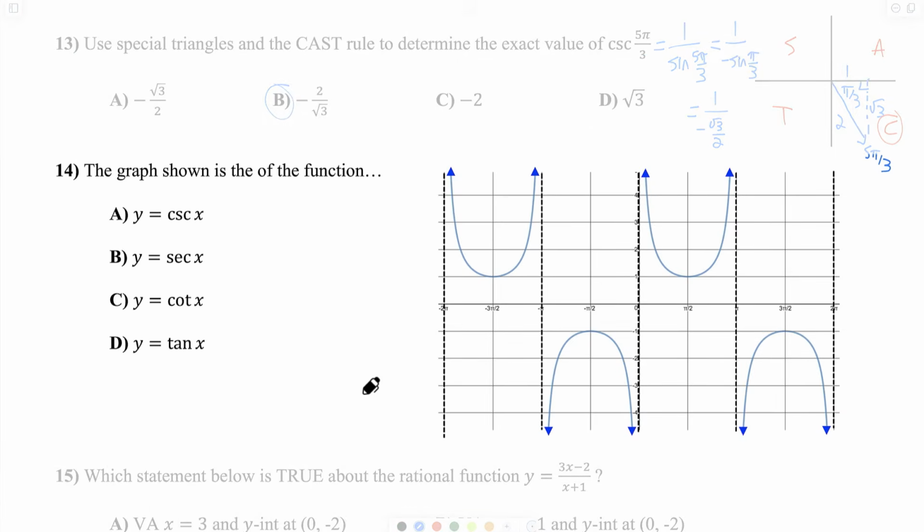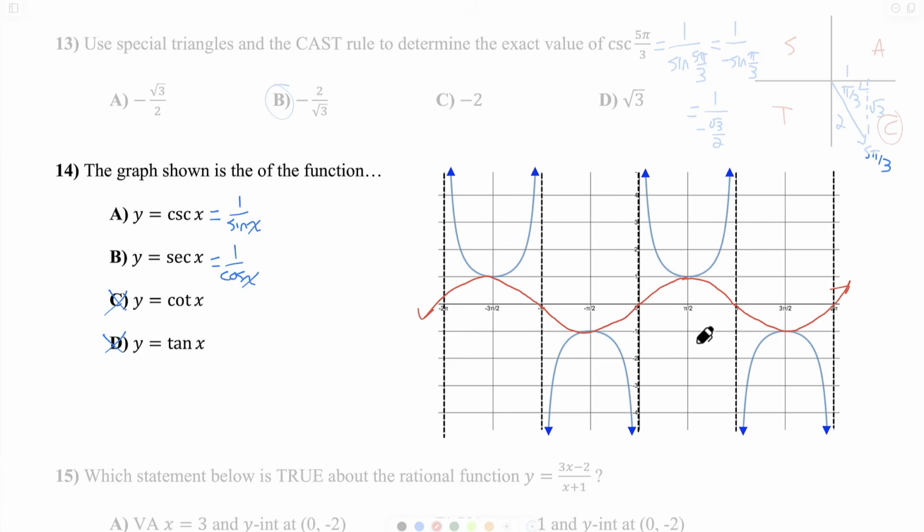14. What's this the graph of? Well, based on its shape, you should be able to narrow it down to it being either cosecant or secant. I can get rid of cotangent or tangent. I know that's not the shape of those ones. So I have to decide, is this the graph of cosecant or secant? Well, I know cosecant is 1 over sine x, and secant is 1 over cos x. So let me just sketch the graph of sine x quickly. Sine x looks like this.